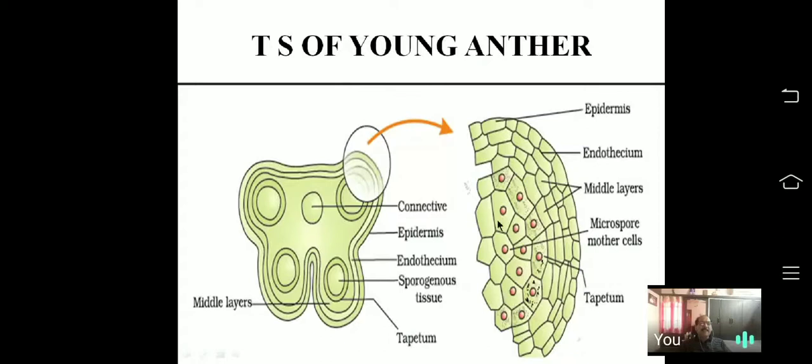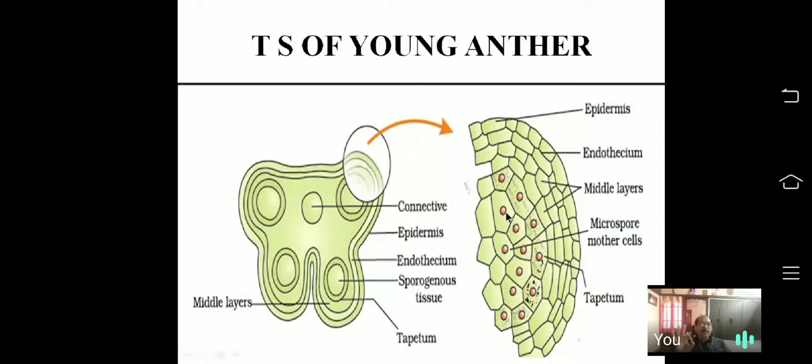Next, this is the sac enclosed by the layer tapetum. This centralmost space is filled with a special type of tissue called sporogenous tissue. The cells of sporogenous tissue are called pollen mother cells.